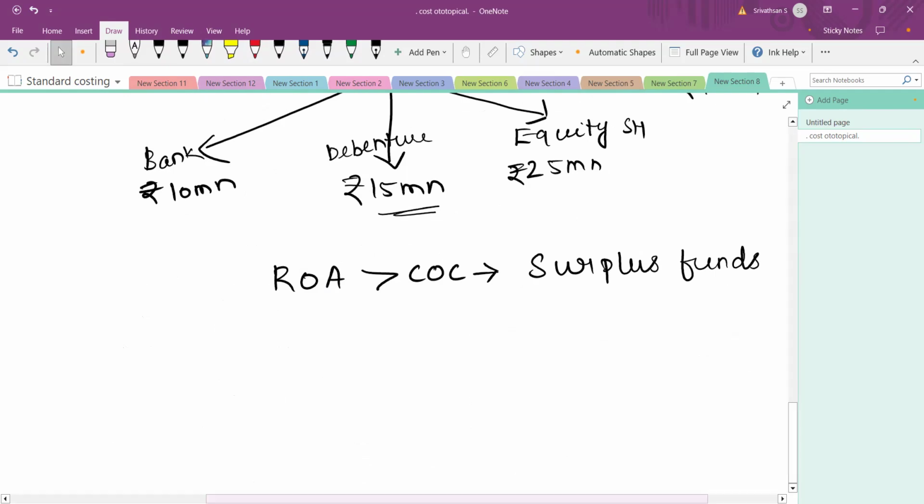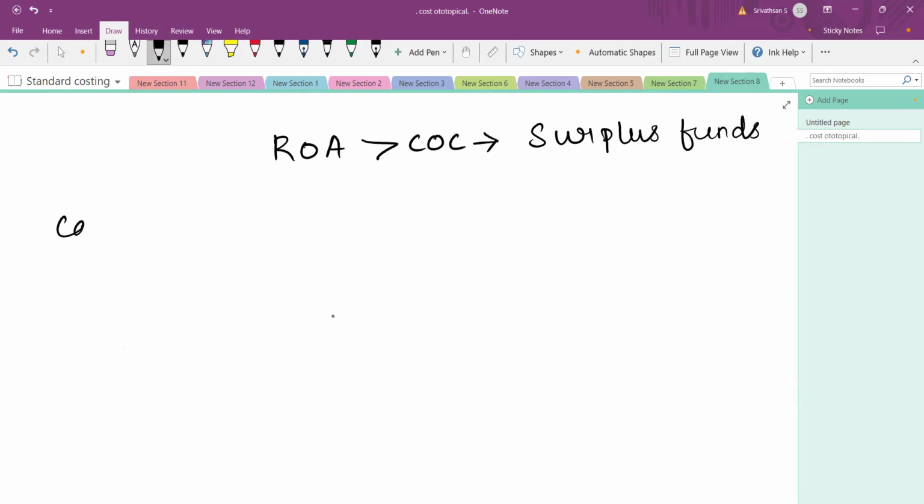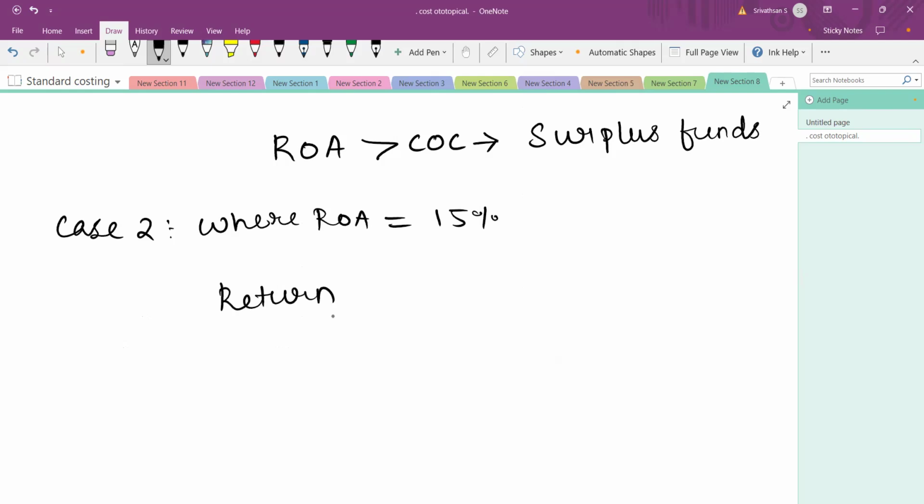Now let's take case 2, where return on asset is equal to, let's say, 15%. So the company has an asset base of 300 million, upon which they are expecting to generate a return which is equal to 15%. So what will be the return generated by the company? They have an asset base of 300 million, upon which they want to generate a return of 15%. So 300 into 15%, we get 45 million.